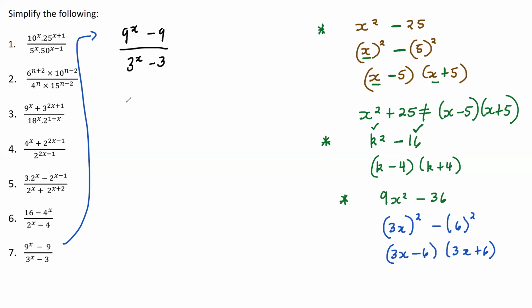Check this out, Chuck Norris. The 9 can change into 3 to the power of 2, to the power of x, minus the 9, over 3 to the power of x minus 3. Then I've got 3 to the power of 2x minus 9, all this over 3 to the power of x minus 3.